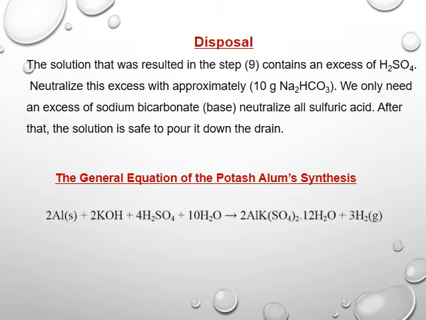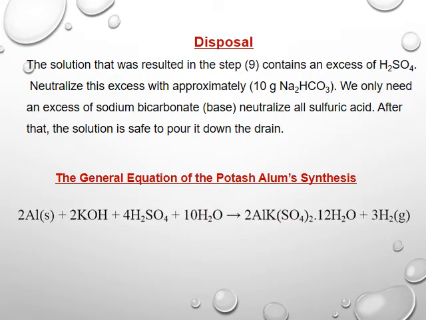عندنا هنا the general equation of the potash alum synthesis. We have 2Al, which is the aluminum powder, with potassium hydroxide, with 4 moles of sulfuric acid and 10 moles of water to give us AlK(SO4)2·12H2O with 3 hydrogen as a gas.